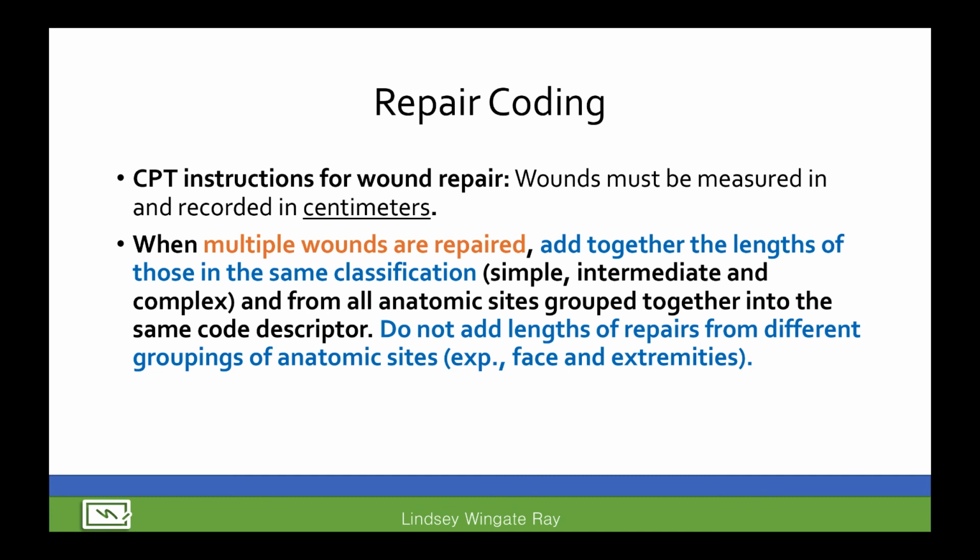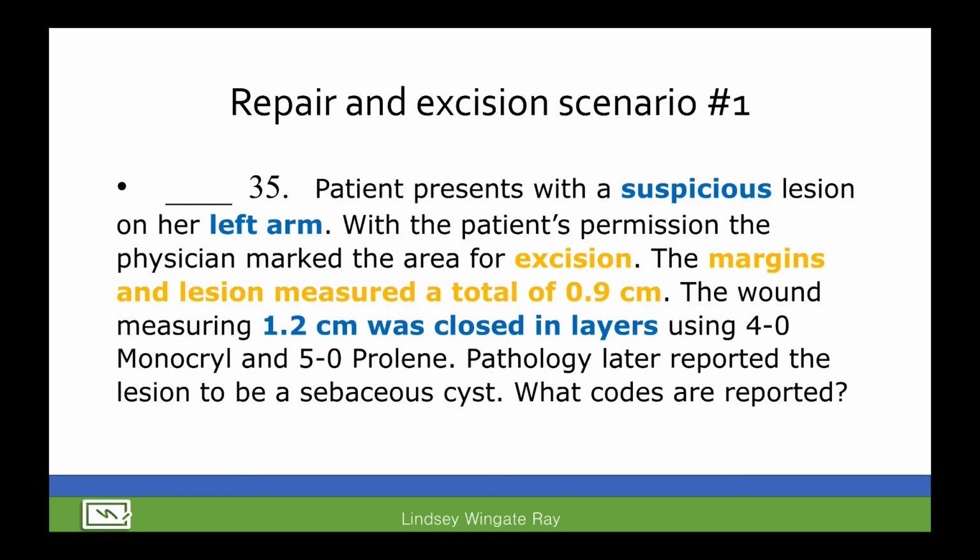Repair coding. CPT instructions for wound repair. Wounds must be measured and are recorded in centimeters. When multiple wounds are repaired, you can add together the lengths of those in the same classification. So they must be both simple, both intermediate, or both complex, and from all anatomical sites grouped together into the same code descriptor. Do not add lengths of repairs from different groupings or anatomic sites. Let's look at a scenario to put that all together.